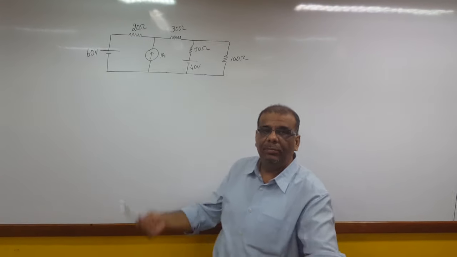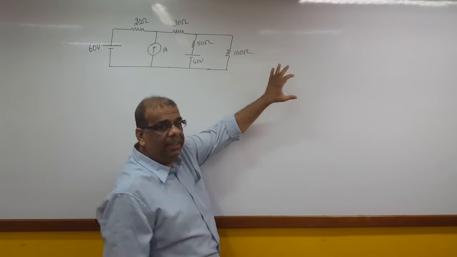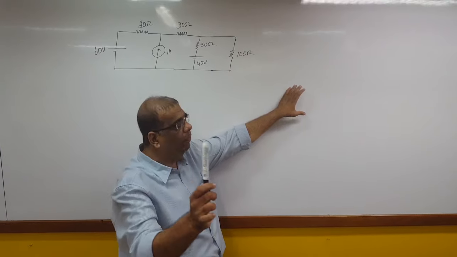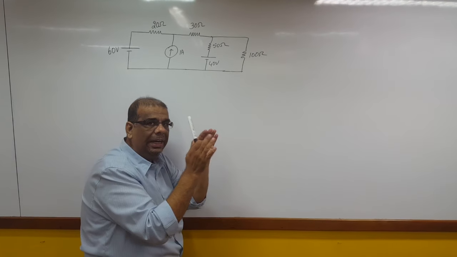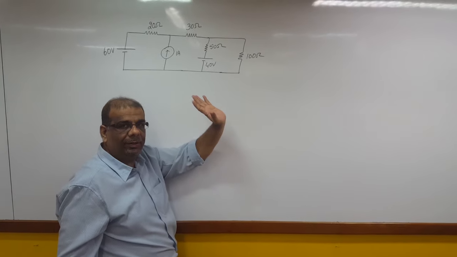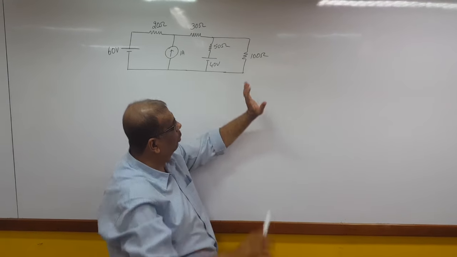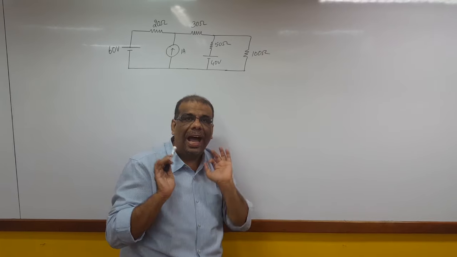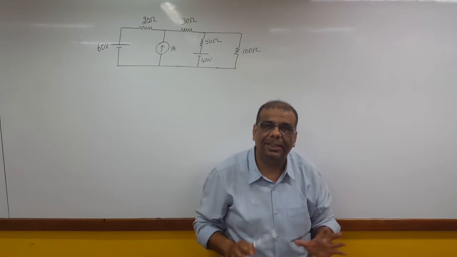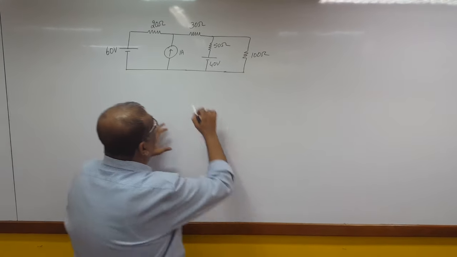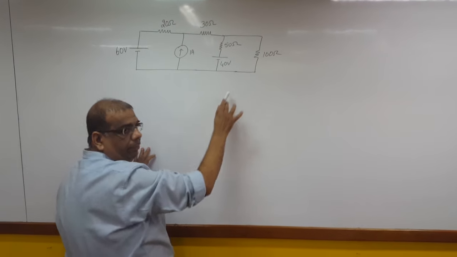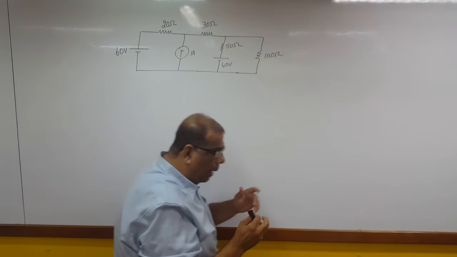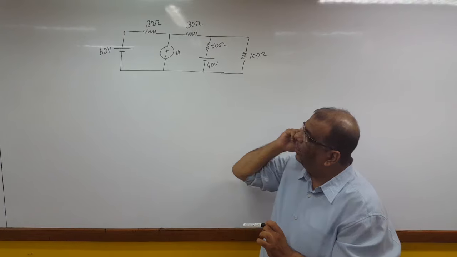What should we do? I want to find the current in this 100 ohm resistance. Remember one thing, do not touch that 100 ohm resistance. Promise that you will not touch this resistance till the end. I will leave my 100 ohm resistance as it is. I will start solving from this side. Now think, how do I start?